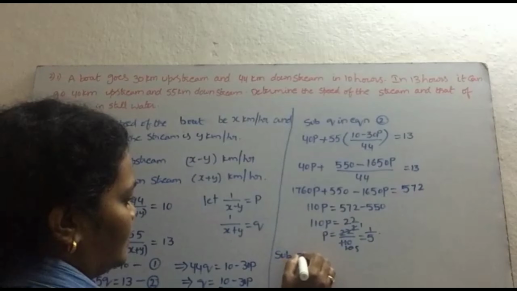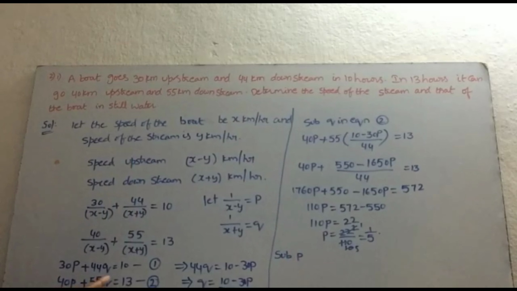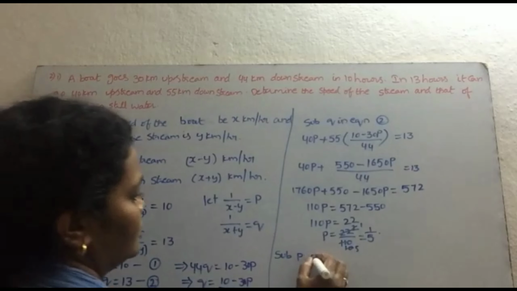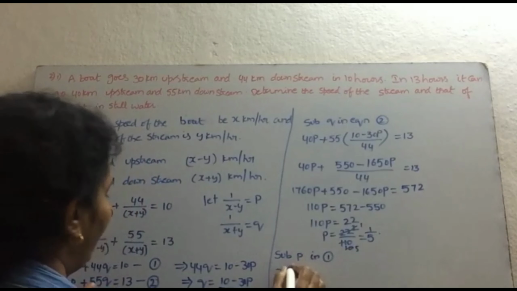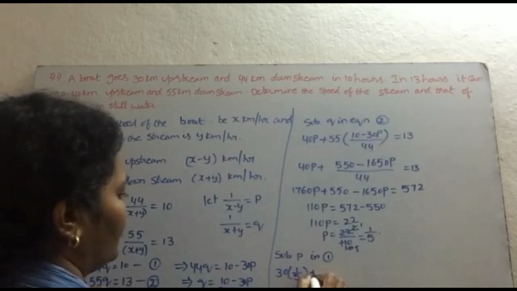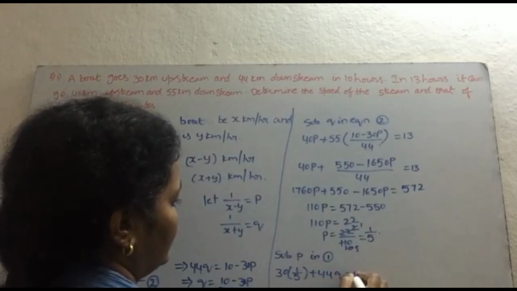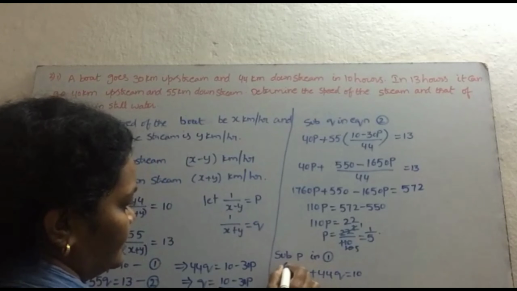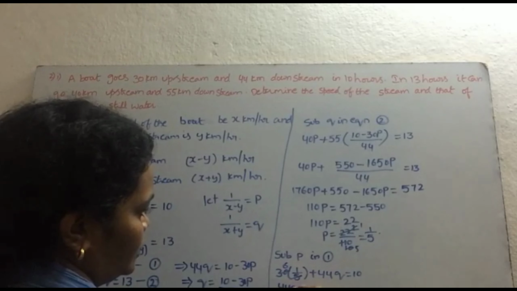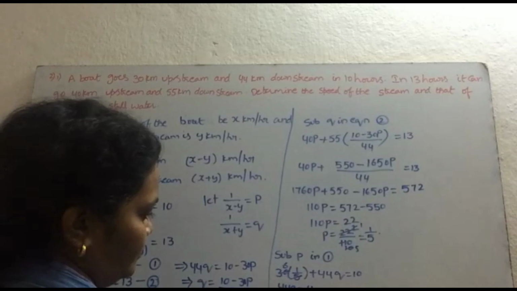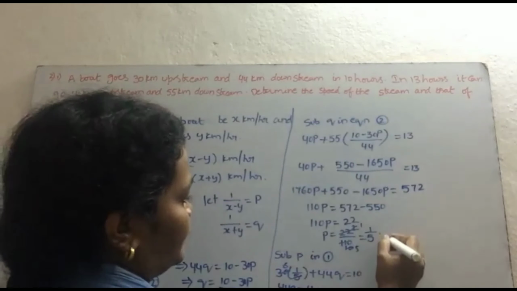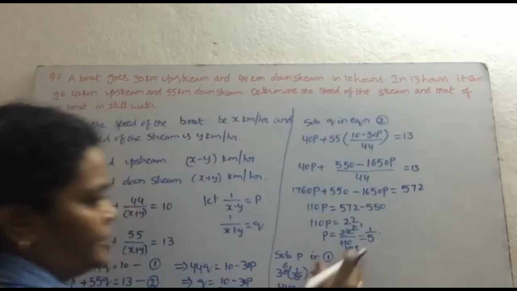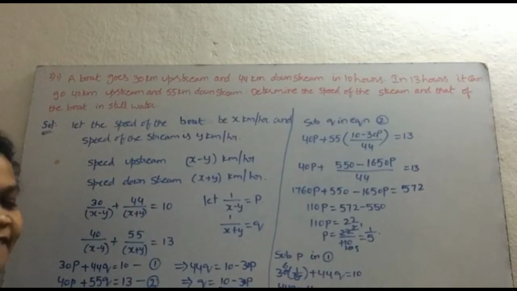Substitute p in the first equation. In the first equation, we will get 30 into 1 by 5 plus 44q is equal to 10. 5 6s are 30. So 44q is equal to 4. q equal to 4 by 44. So that means 1 by 11. So p is equal to 1 by 5, q is equal to 1 by 11.